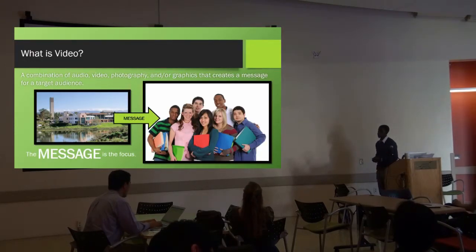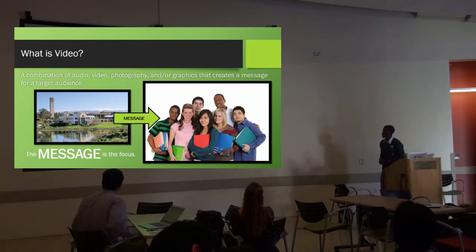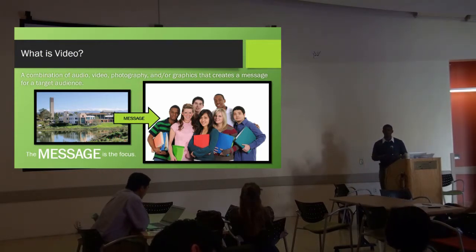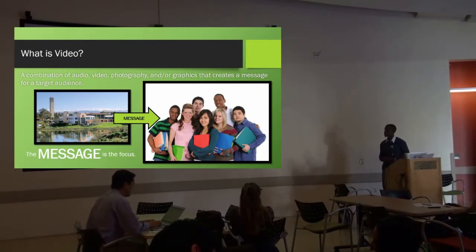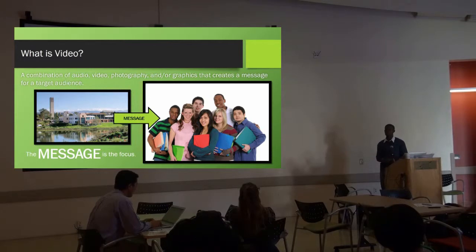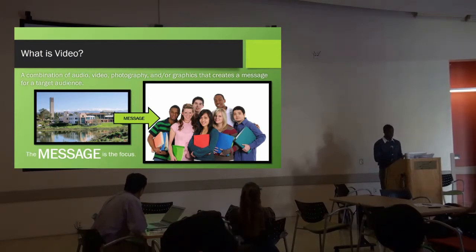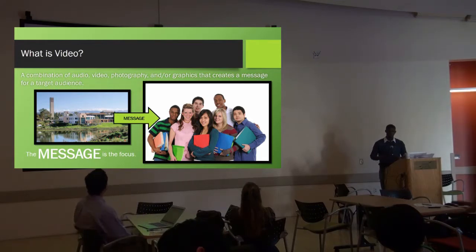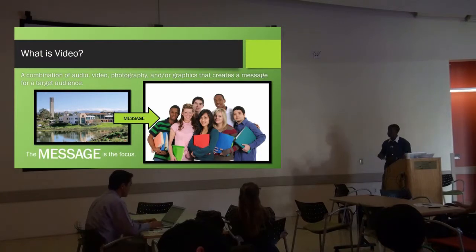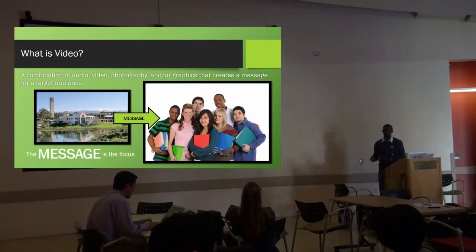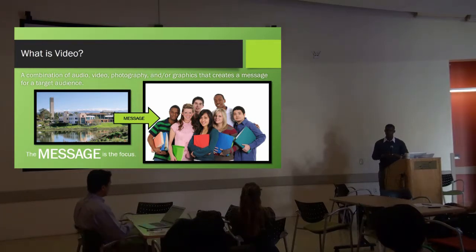First, I want to talk about what is video. Video is pretty much a combination of audio, photography, graphic animations, and multiple other things that creates a message. And one thing within the university, especially at UC Santa Barbara, is you want to focus on the message. We're from a university standpoint, but we're communicating to students. That's the most important part. It's not about what platform we're using, it's about the actual message.